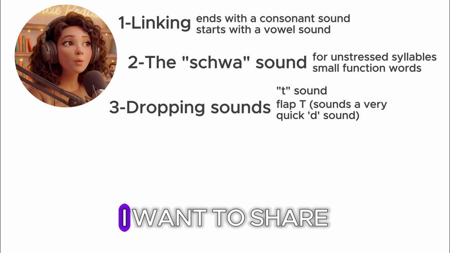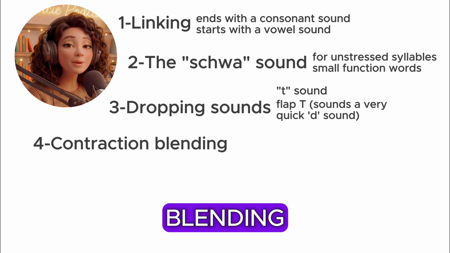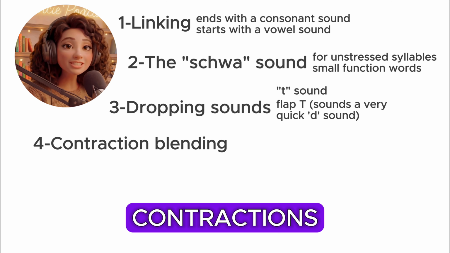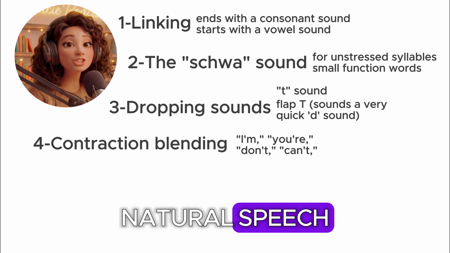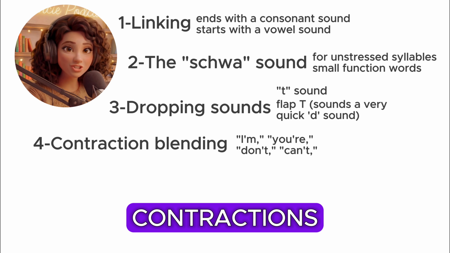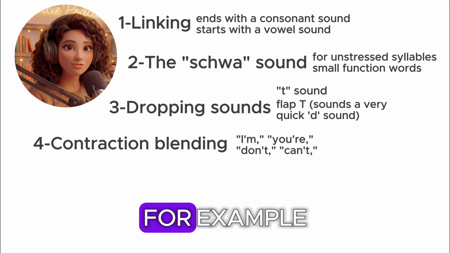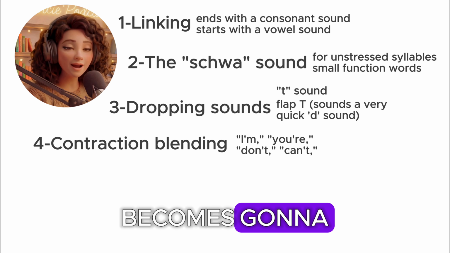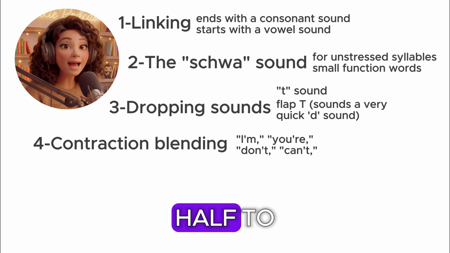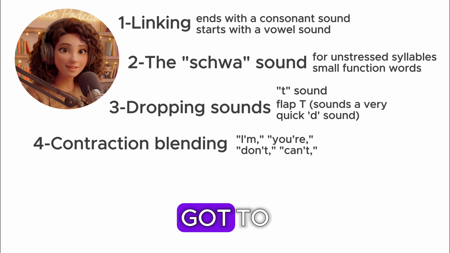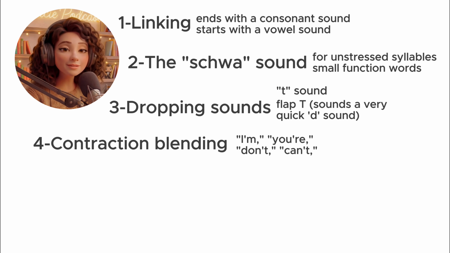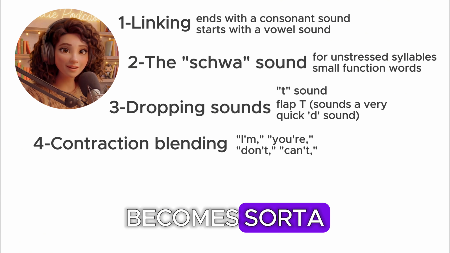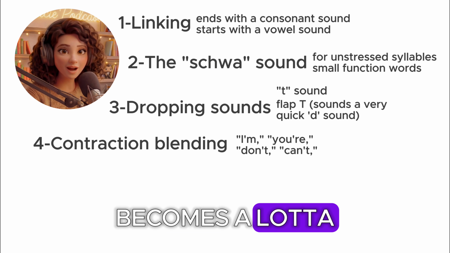Now, the fourth pattern I want to share with you is called contraction blending. And you probably know contractions like I'm, you're, don't, can't. But in fast, natural speech, we blend even more than the standard contractions you learned in textbooks. For example, going to becomes gonna, want to becomes wanna, have to becomes hafta, got to becomes gotta, out of becomes outta, kind of becomes kinda, sort of becomes sorta, and a lot of becomes a lotta.